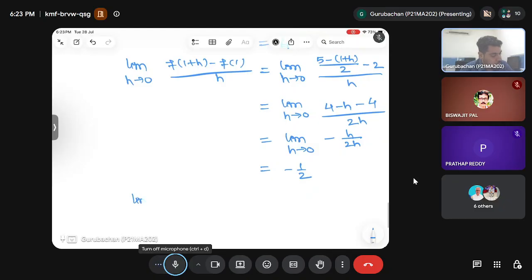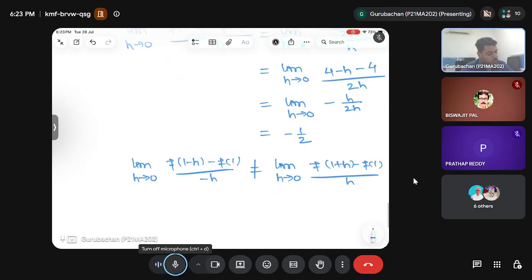So limit h tends to 0 of f of 1 minus h minus f of 1 divided by minus h is not equal to limit h tends to 0 of f of 1 plus h minus f of 1 divided by h. Therefore, f is not differentiable at x equal to 1.